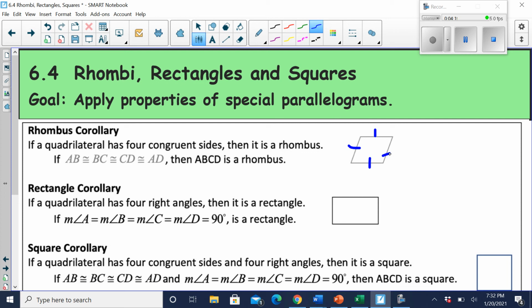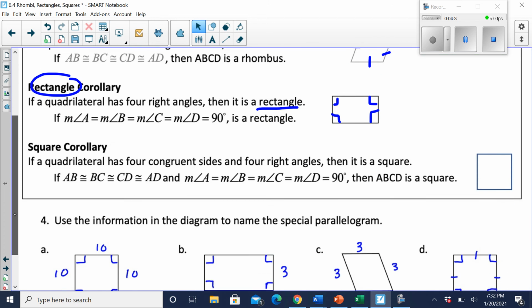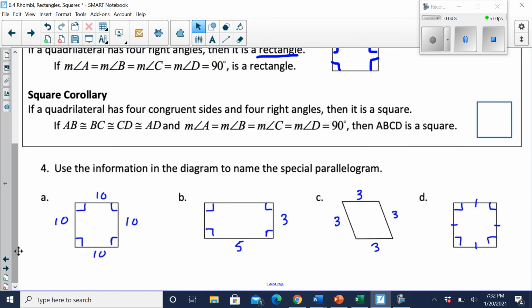Next one's the same idea. If I have this 4-sided figure and they mark that these 4 angles are right angles, then I need to assume that it is a rectangle. Okay, and then the last one, the square corollary, just says if a quadrilateral has 4 congruent sides and 4 right angles, then it has to be a square. So if I have a picture that's marked like this, and they also have these, I'm going to assume this is a square.